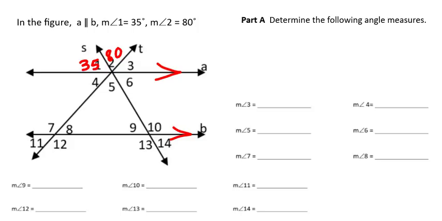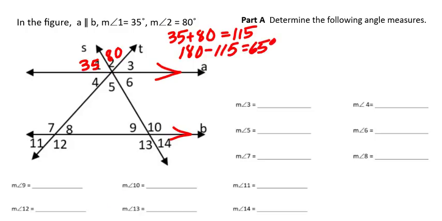Then I actually see a couple ways we could go here. First of all, I see that angle 1, 2, and 3 form a line, so I know that a line's measure is 180 degrees. So I'm going to find angle 3 at this point. I'm going to add 35 to 80, and that's going to give me 115. And then I'm going to subtract that 115 from 180. So 180 minus 115 is 65. So that tells me that angle 3 is 65 degrees.